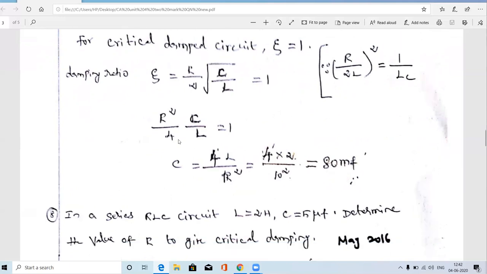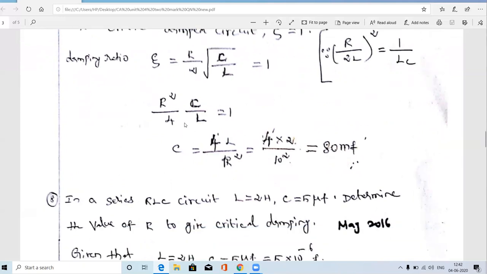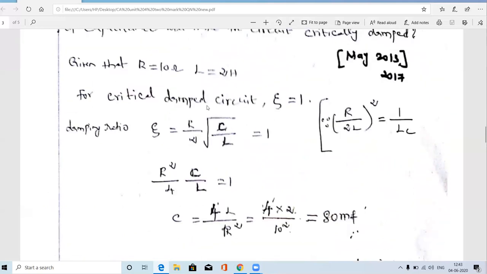From this, if you rearrange the equation, the capacitor C is calculated as C equal to 4L divided by R squared. So you substitute the value of L and R. L value is 2 and R value is 10. If you substitute, we will get the answer 80 millifarad. So this is the capacitance value under the critically damped condition.